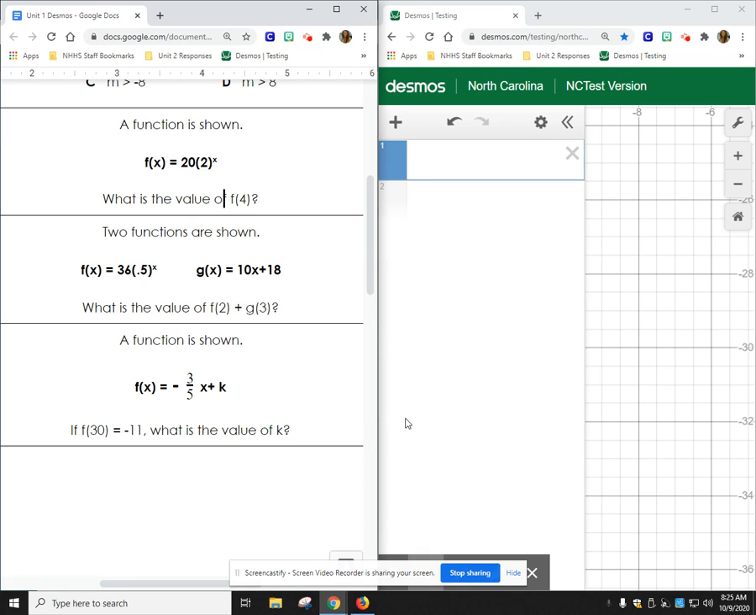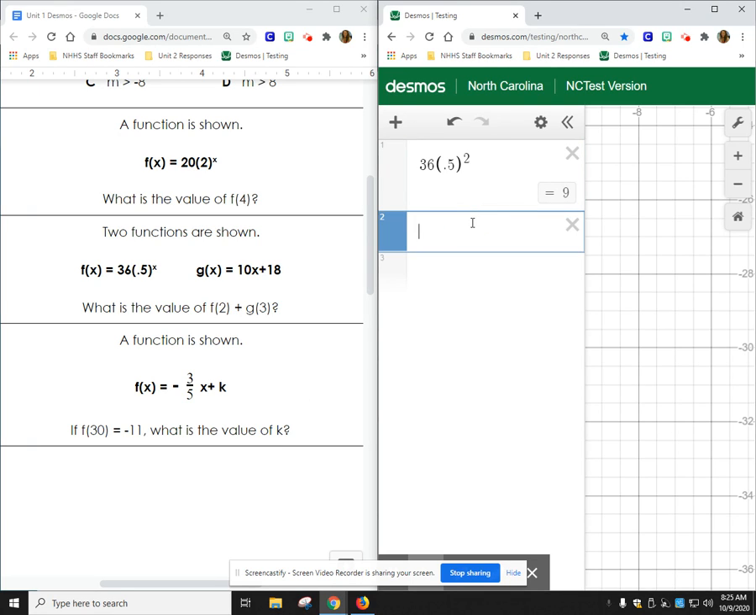The next one, same way, it's just got two parts. We have two functions. We have f of x and we have g of x. We need to find the value of f of 2 and g of 3. So the first thing we're going to do is we're going to take our x function and we're going to type it in. Make sure you do the 0.5. Shift 6 gets you the exponent, and we're going to put in 2.